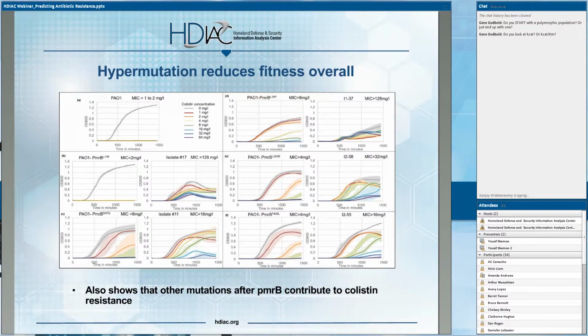Now, as I mentioned to you before, when you become a hypermutator, it's a great way to become resistant. And what this panel shows you is a lot of data, I know, but let's just focus on the gray line, which is the ancestor, the sensitive strain, so it doesn't grow in the presence of the drug. That's panel A.